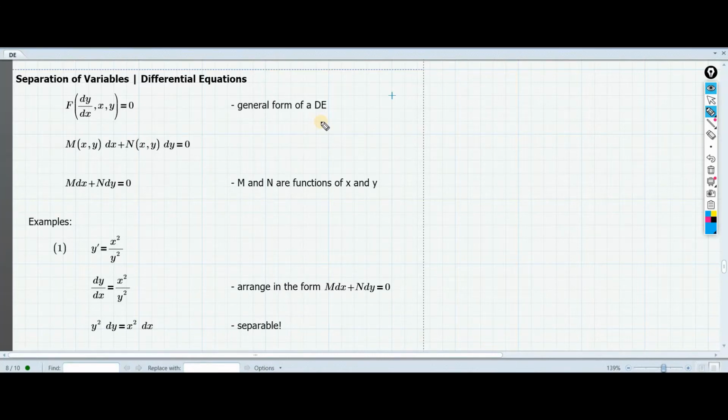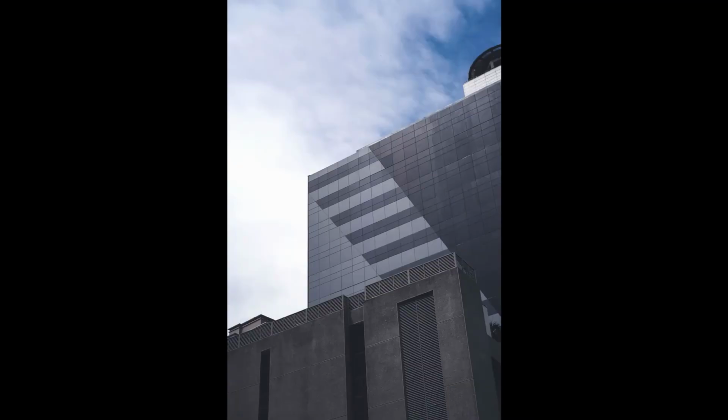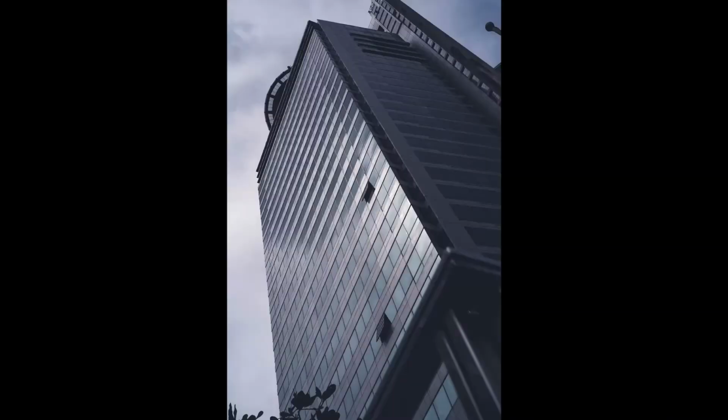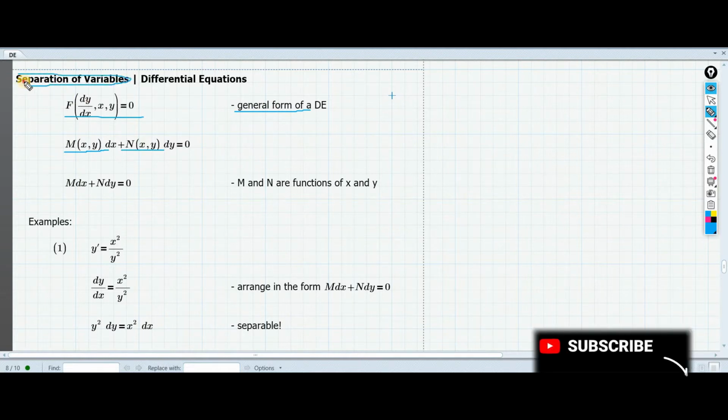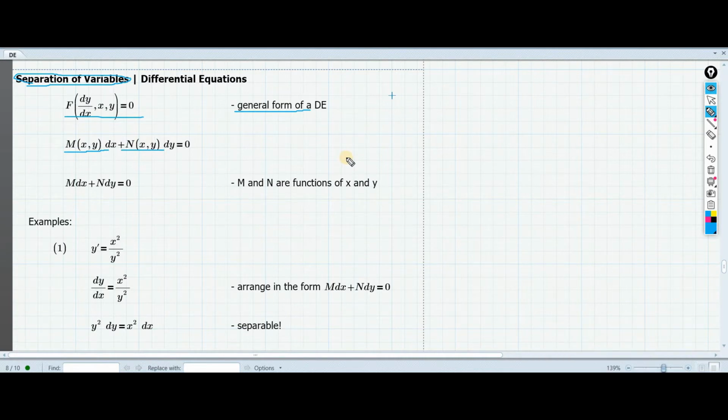In today's video, we are going to talk about the separation of variables. Okay, so ano ba itong separation of variables? Basically, the goal sa separation of variables ay lahat ng may variable na x, isama mo kay dx, lahat ng may variable na y, isama mo kay dy, in order for you to integrate the equation.